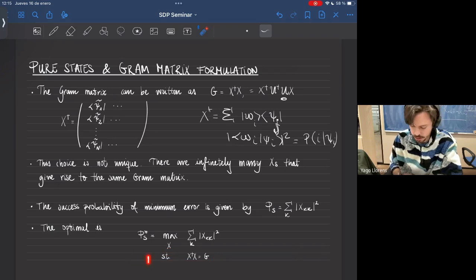But this is quadratic, so this is not an SDP. This is an optimization problem that could be solved, but it is not an SDP. That's why I didn't mark everything in colors.